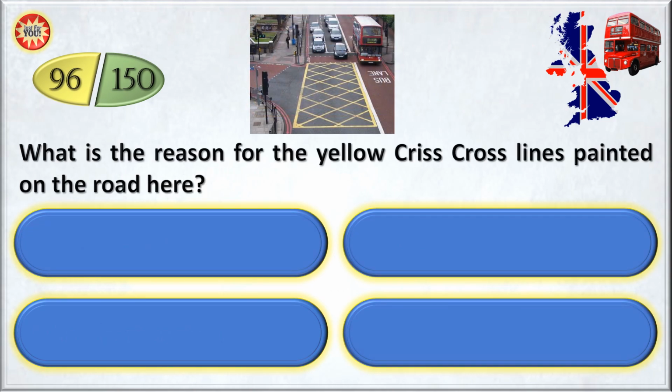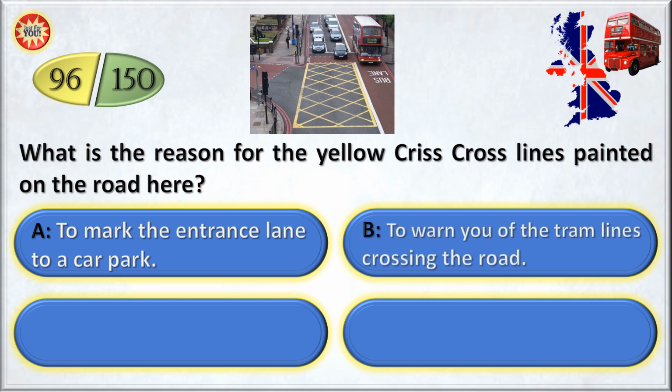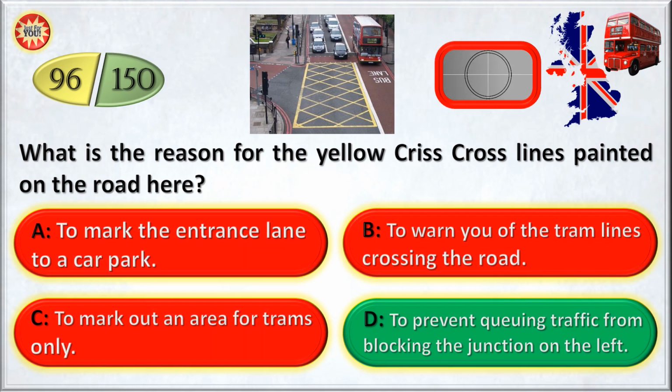What's the reason for the yellow crisscross lines painted on the road here? To mark the entrance lane to a car park. To warn you of the tram lines crossing the road. To mark out an area for trams only. To prevent queuing traffic from blocking the junction on the left.